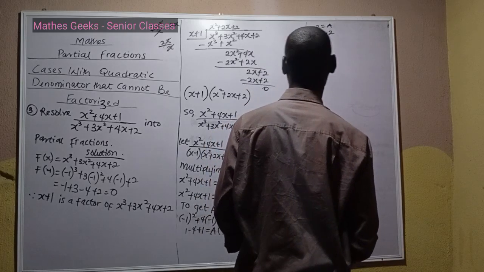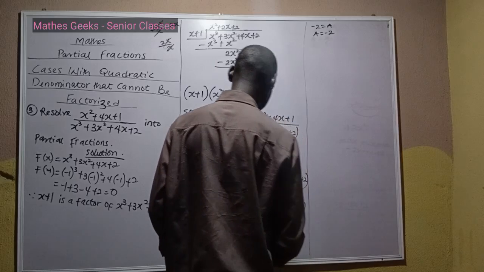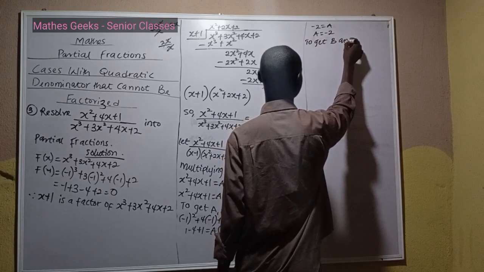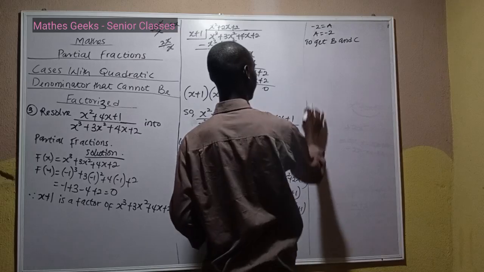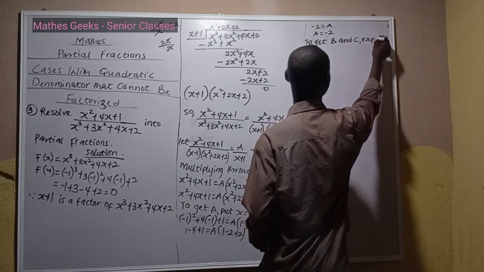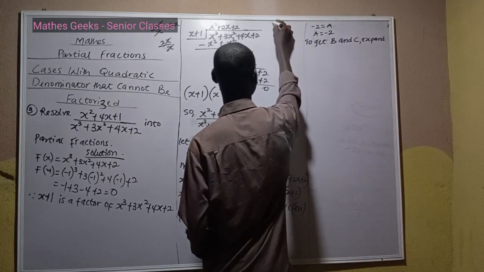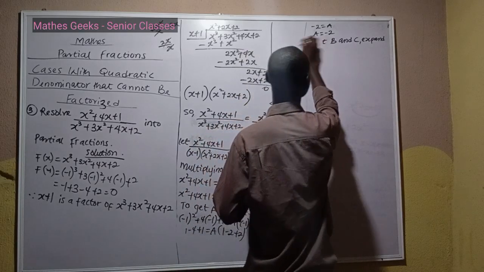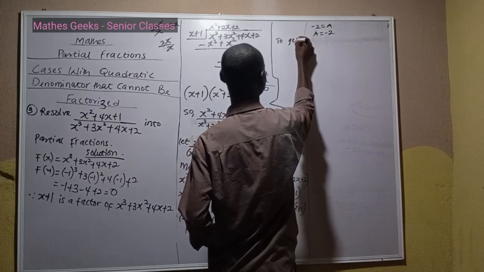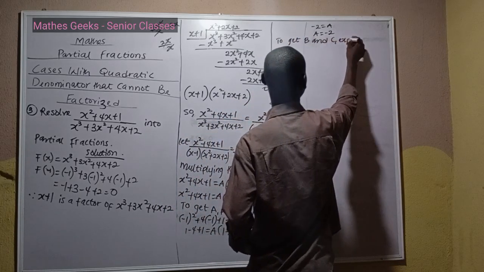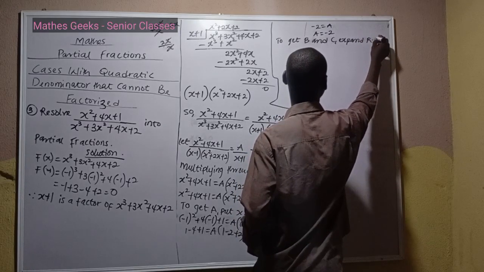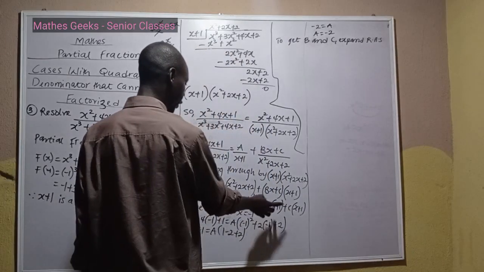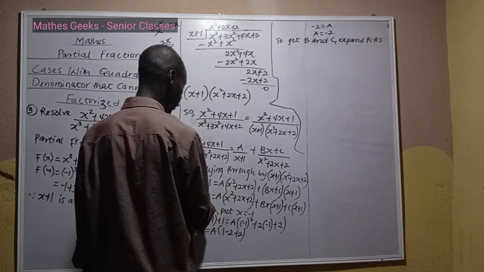So now that we know the value of a to be minus 2, to get b and c, I'm going to expand the equation on the right hand side, this part, so that I can have coefficients in x squared, coefficients in x, and coefficients as a constant.